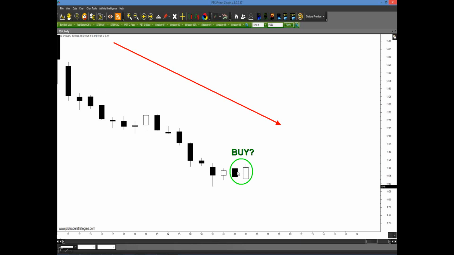But should we really be buying that? We apply the PET D, and we see that not only is bar number 2 red, but all the bars have been red. So you want to be in sync with the trend. So you're not going to take that trade. And it was a good idea you didn't do it, because most likely you would have lost.